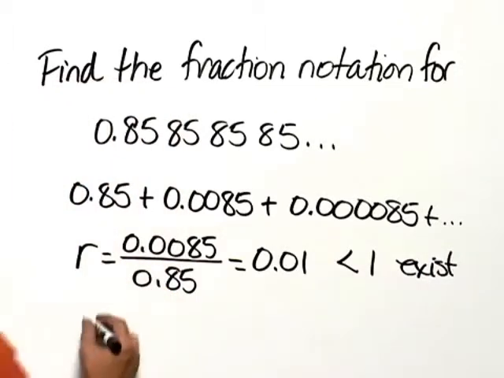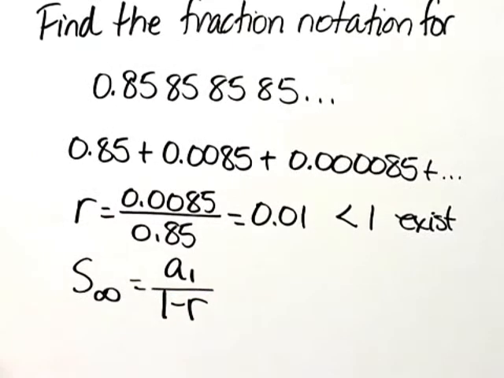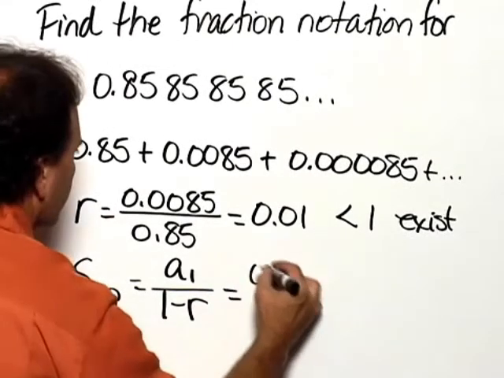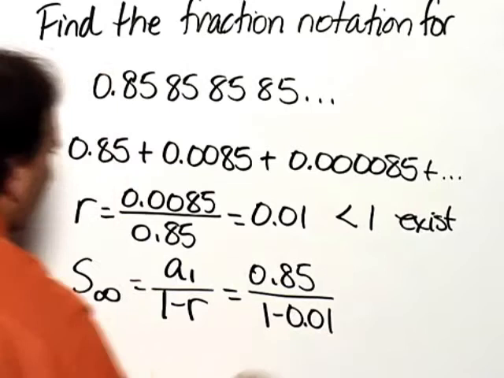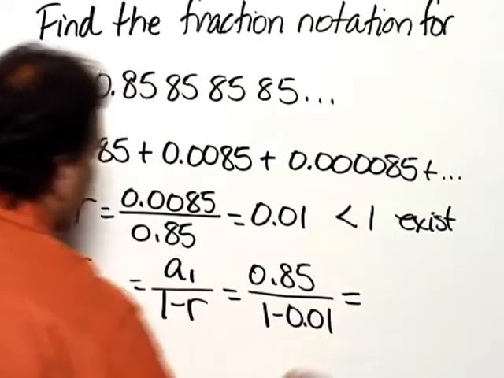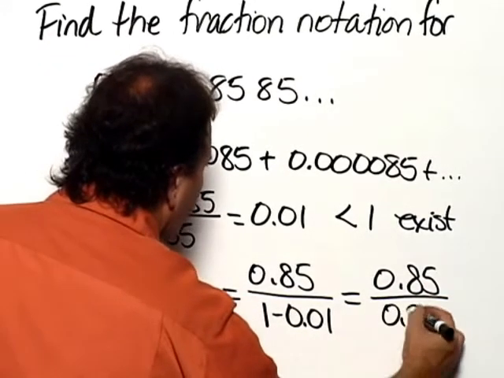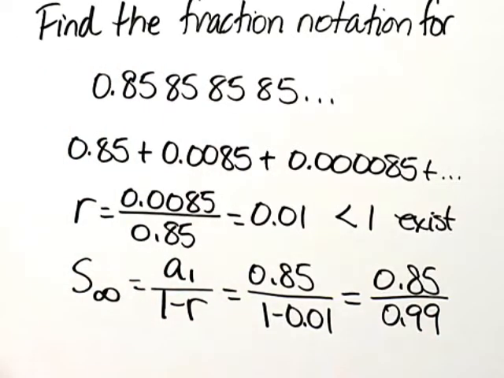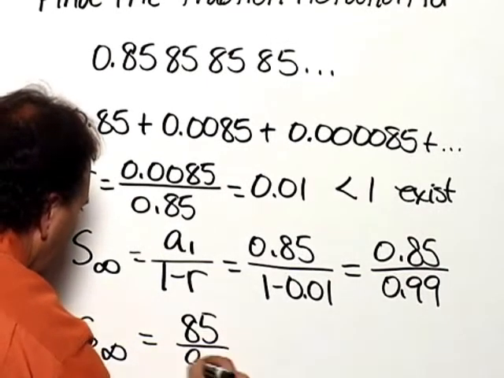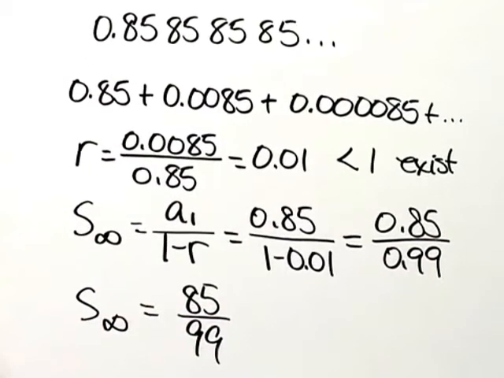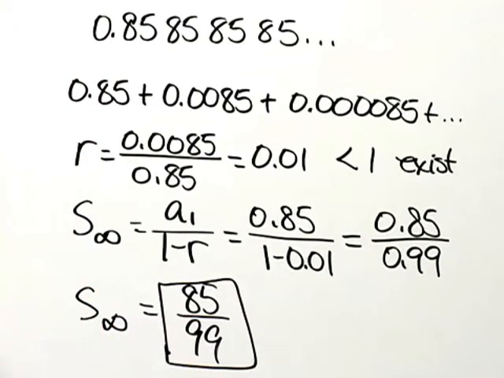And so now we use the formula S sub infinity is equal to A sub 1 divided by 1 minus R. In this case, A sub 1 is 0.85 divided by 1 minus R, so that would be 1 minus 0.01. Simplifying the denominator, we have the numerator is 0.85 divided by 0.99. And therefore, when we simplify that, we find that the limit is 85/99, and therefore that is the fraction notation for the repeating decimal 0.85858585.